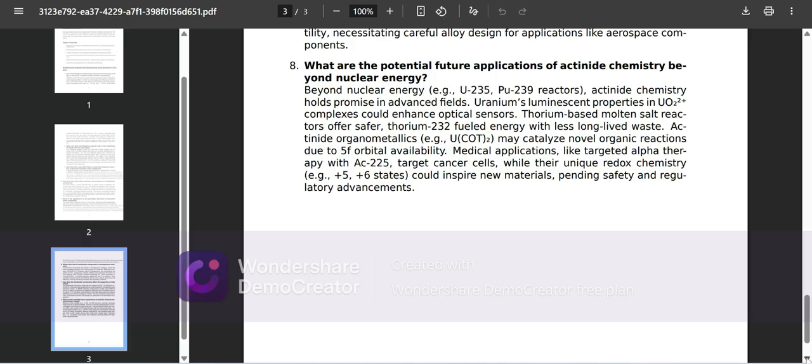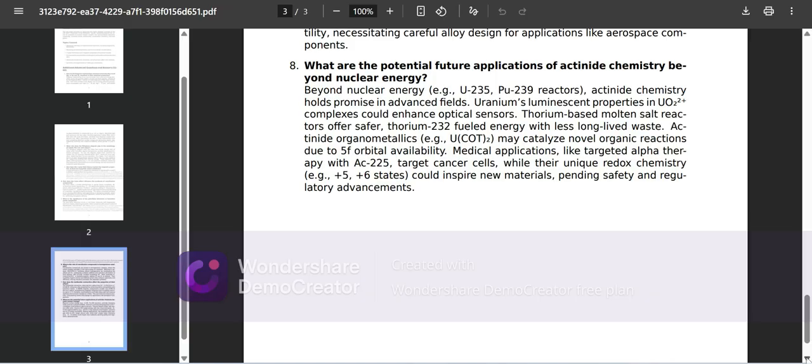Uranium luminescence properties in UO2 2 plus complexes could enhance optical sensors. Thorium based molten salt reactors offer safer thorium 232 fuel energy with less long lived waste.